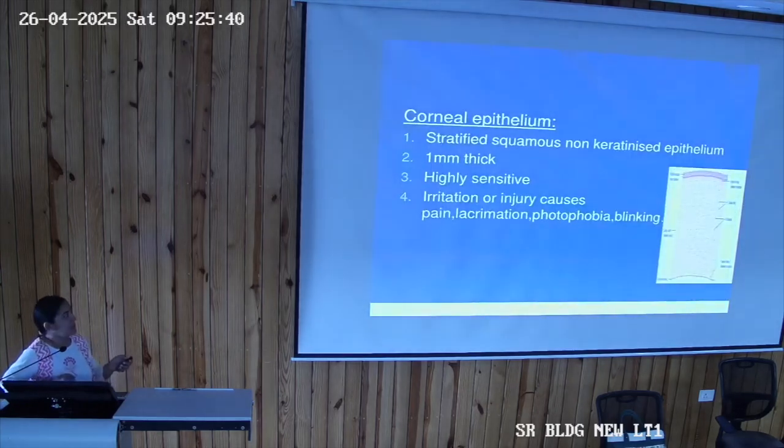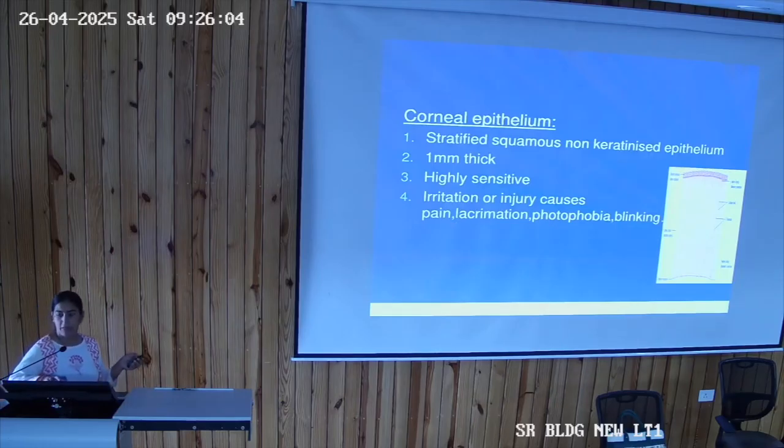First, coming to the corneal epithelium that you identified as pseudo-stratified, it is a non-keratinized stratified squamous epithelium. It is just 1 millimeter thick. It is highly sensitive. Why? It is highly sensitive to any irritation or injury. If any irritation or injury happens in the cornea, it will lead to pain, lacrimation, photophobia, and blinking of your eyes.